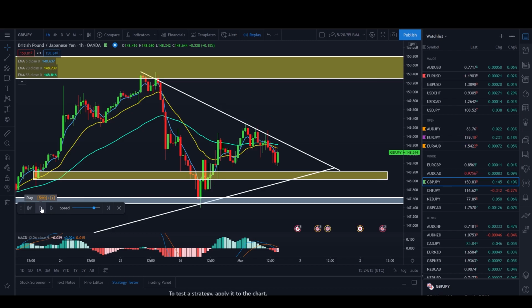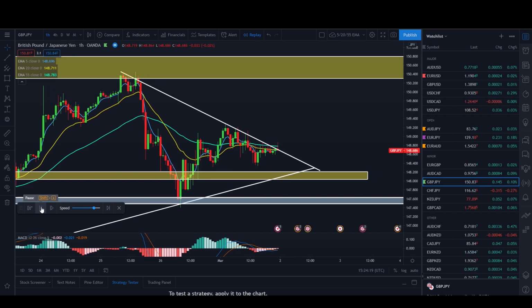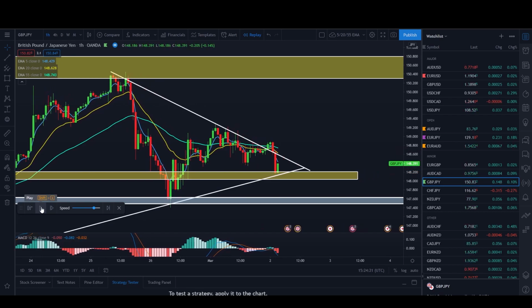So let's actually turn the replay tool on and see what's basically going on. The price is fluctuating, it broke a little bit of our upward trend, but the moving averages are still not in the right place.